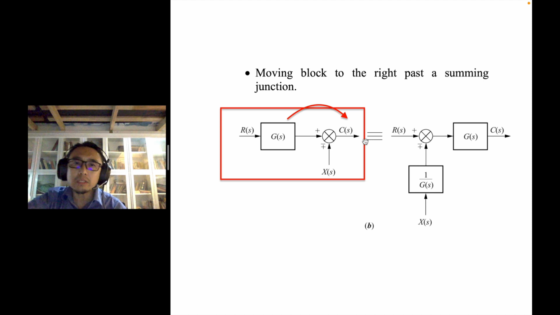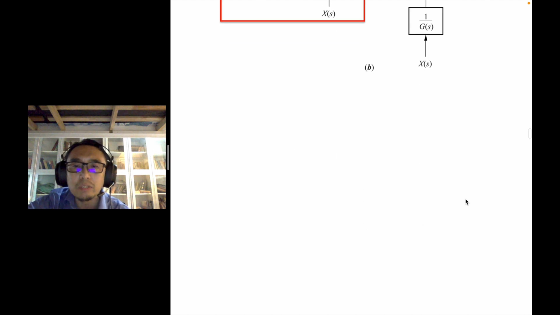Okay, so that's how you move a block from before to after the summing junction. So if originally the block is there, when you move it, you remove the original block here. But all the signals that do not have G, you have to create another block, which is 1 over G. Okay, that's how you do that.